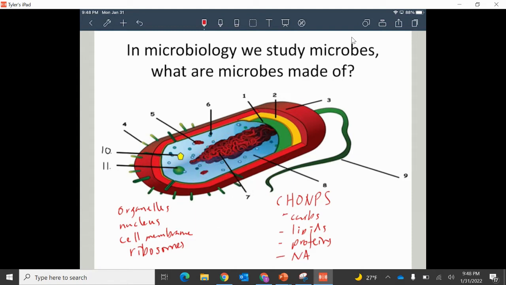So where do we actually see those things in our cell? Well, we'll see this inner layer, number 1 here, is called the cell membrane. That's actually made of lipids. We'll see that here in just a little bit.